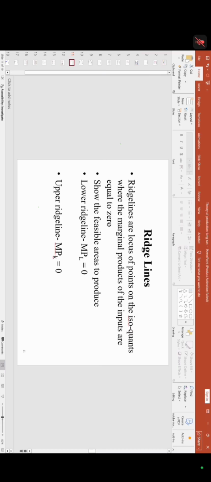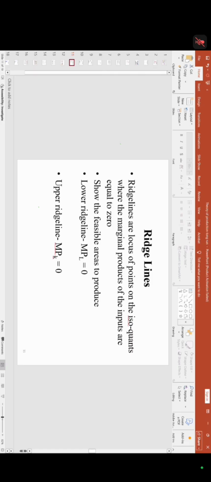Even if you increase the input, the production does not increase; a point comes where the marginal product of the input is equal to 0. However much you increase, you reach a point where the marginal product does not rise any more. Okay, so those points are marked by the ridge lines. They show the feasible area. So now you know with what kind of combinations production can be done.